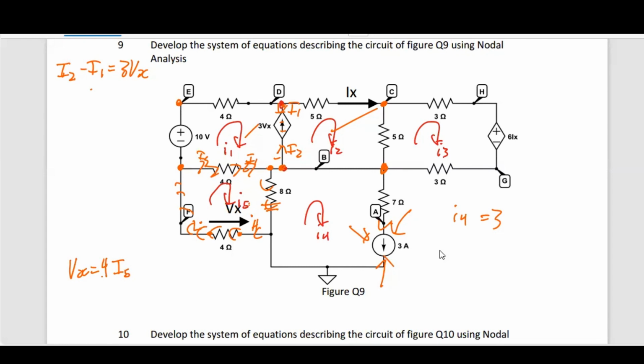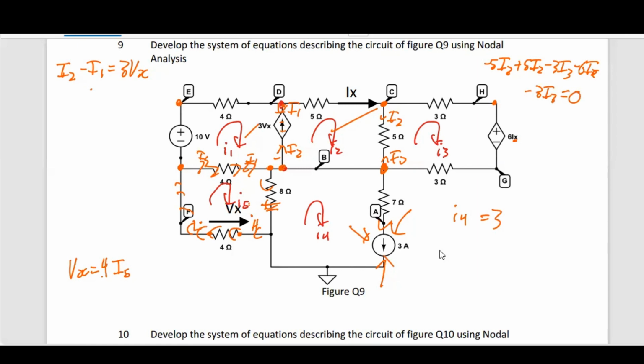But if I write it out, I3 goes in here and I2 goes in. Look how fast I write it out. We have minus 5 I3 plus 5 I2, since it goes in the opposite direction, as we assume. Then we have minus 3 I3. Now we go through this as a voltage drop, so it's minus 6 Ix back to G, and then minus 3 I3, and that is equal to 0. Ix is a dependent source.